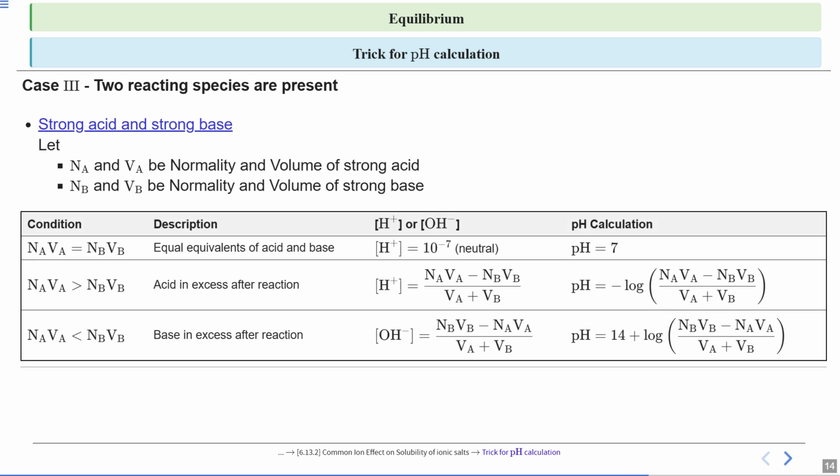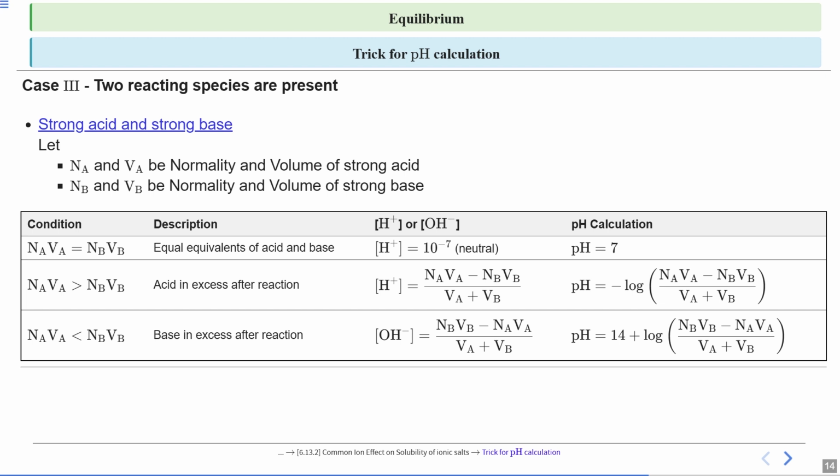Further, we have three conditions. First is where both have equal contribution, acid and base. In that case, we will be forming a salt, and that salt will have a neutral nature because the cation and anion of the salt are coming from a strong acid and a strong base. So there will be no case of hydrolysis.